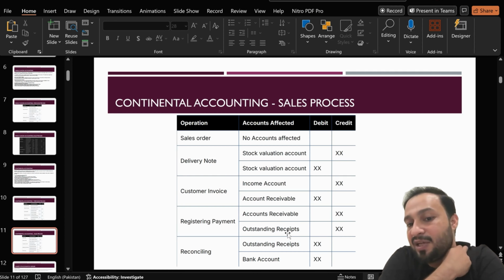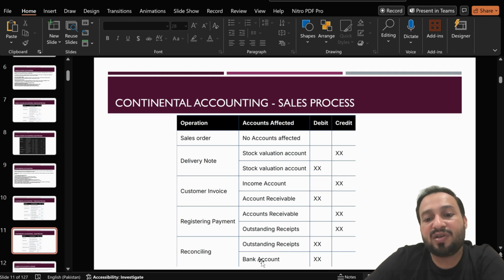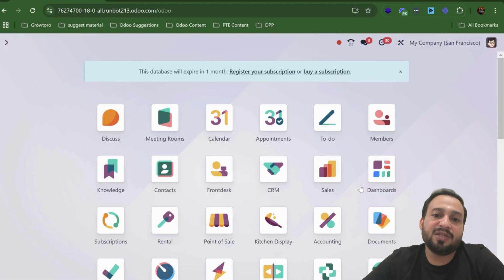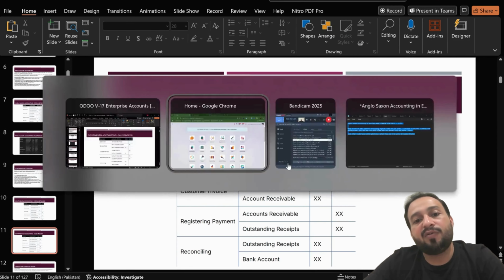Outstanding receipts are basically assets by nature, so it will show a transaction on the debit side. Same as when reconciling, outstanding receipts will decrease, and the bank account will increase and show a transaction on the debit side. So let's move into the system and see how this sales process works for Continental Accounting.